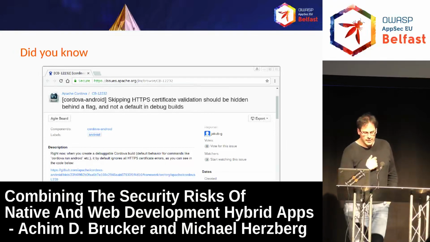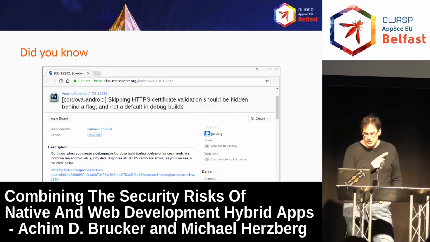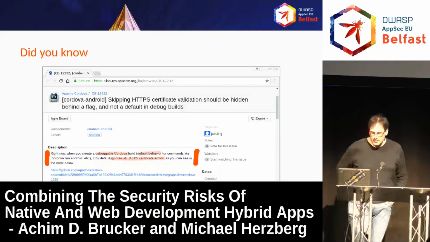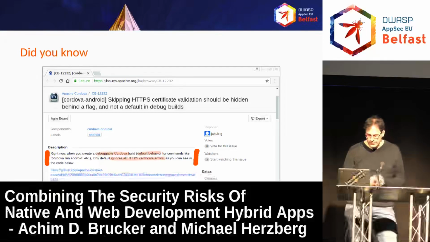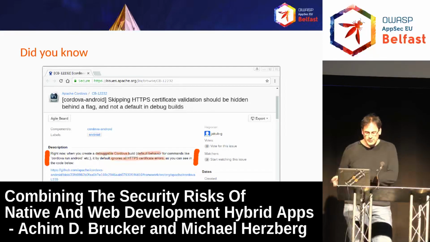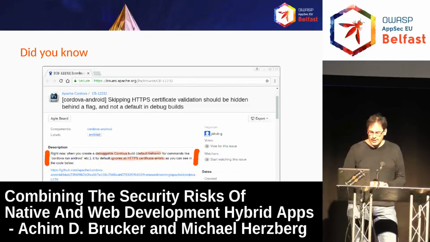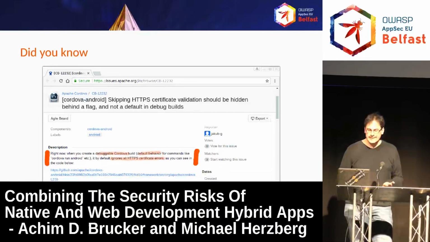But it's most likely a bug that will not be closed, because there's a heavy debate on whether this is a bug or a feature. And if you read closely, the bug report reads: right now, when you create a debuggable Cordova build, which is, by the way, the default behavior if you are building Cordova applications on the command line, like using the cordova run android mode, for example, all HTTPS certificate errors are ignored silently.